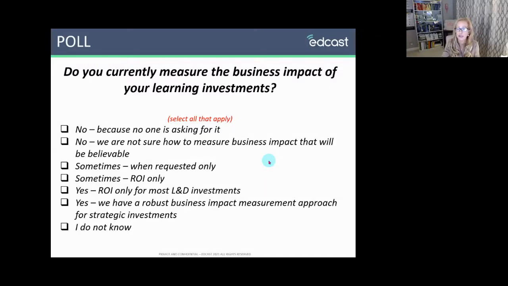No, because no one is asking for it. No, we are not sure how to measure business impact that will be believable. Sometimes, when requested only. Sometimes, ROI only. Yes, we have a robust business impact measurement approach for strategic initiatives. Or I do not know. So select all that you would like to. And then we will publish the poll in about 15 seconds when everybody has a chance to think about it.